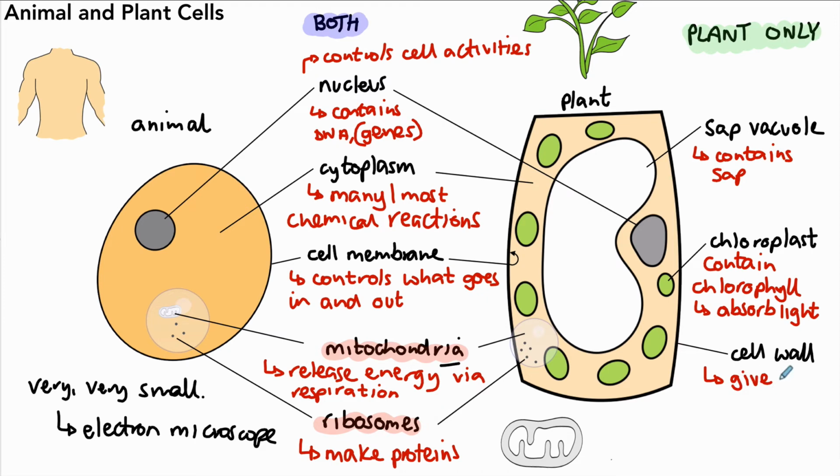Then we have the cell wall, and that gives rigidity and strength to the cell, and it's made of a special substance called cellulose, and that's what gives it its strength. Cellulose. Very important keyword.